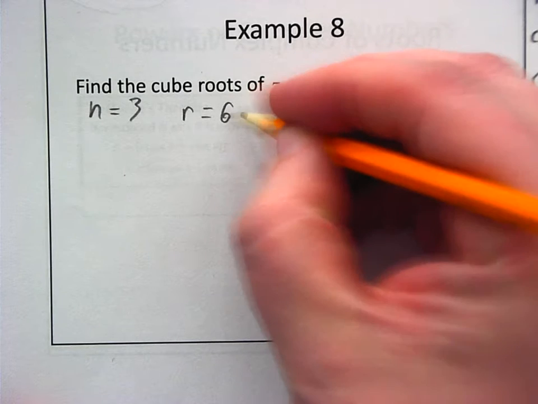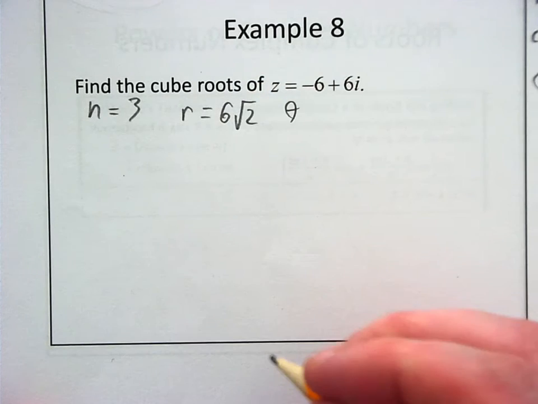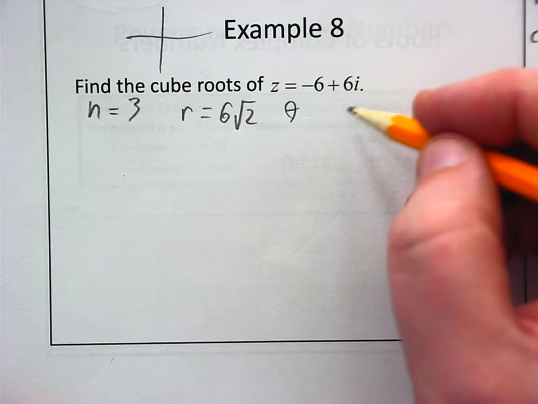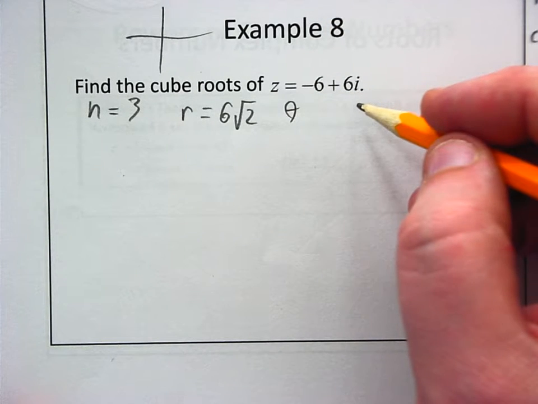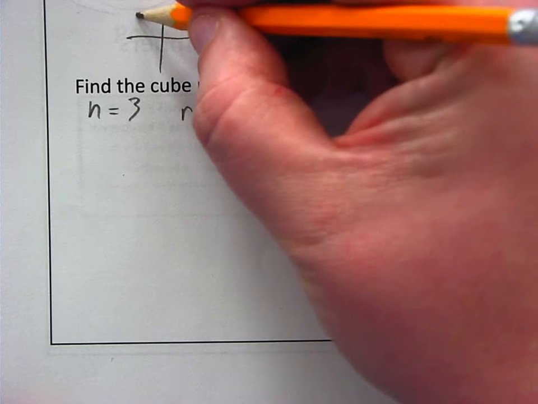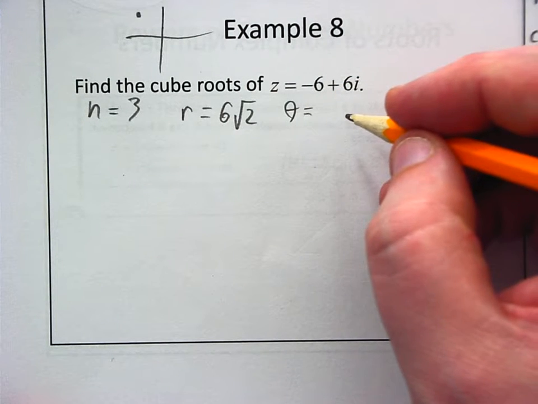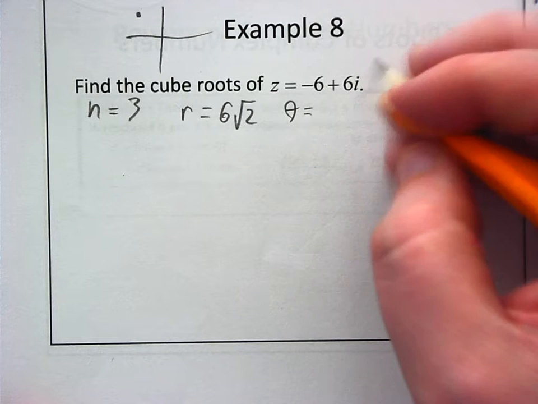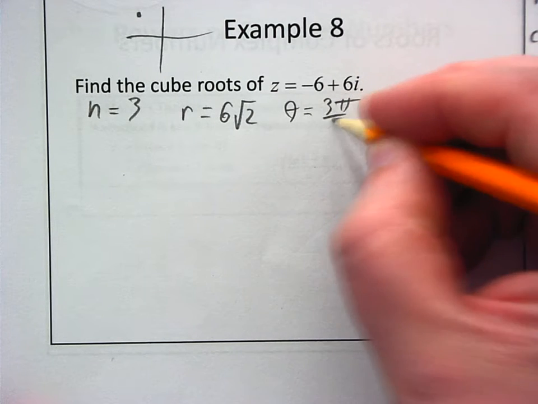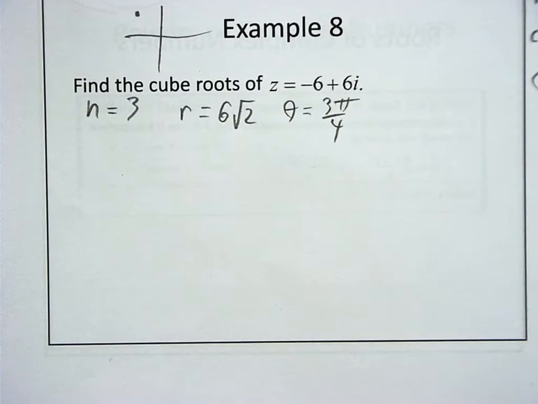6 root 2. We did this problem earlier, right? Now, the thing is, which quadrant is negative 6 plus 6i in? 2. So it's up here. So what's theta going to be? 3 pi over 4, because you're splitting the quadrant exactly in half, because you're going the same left as you are up. Or you can also do tangent of theta equals negative 1, which gives 3 pi over 4.